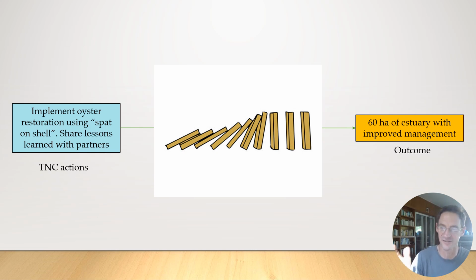Now, I do want to emphasize the 60 hectares of estuary with improved management here. 60 hectares is my number. It's not a number that the team directly provided to me. It's just for illustrative purposes. So we have this cause and effect logic baked into the actions that we're looking to take.